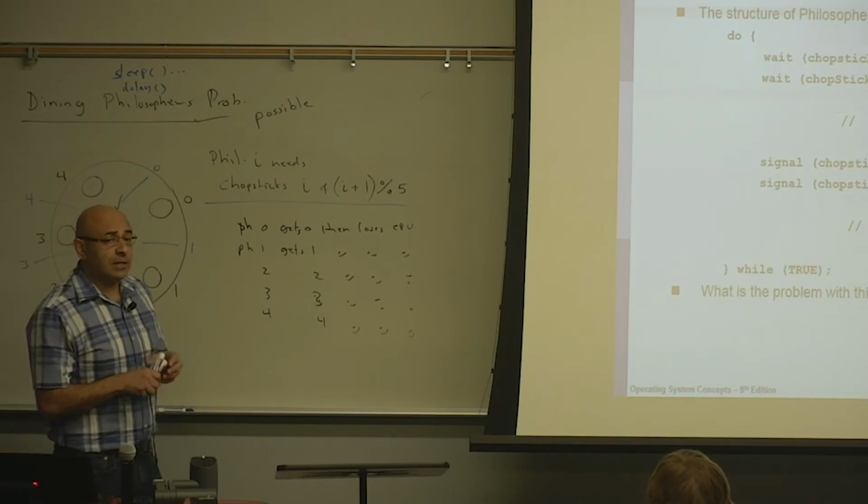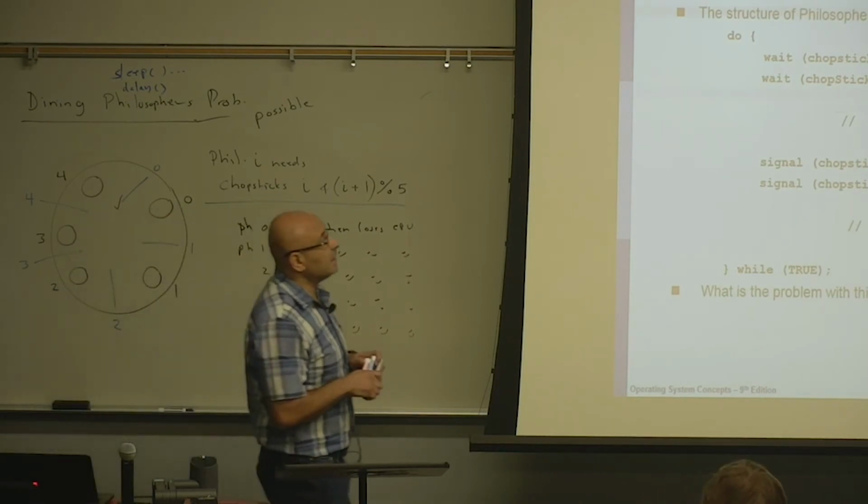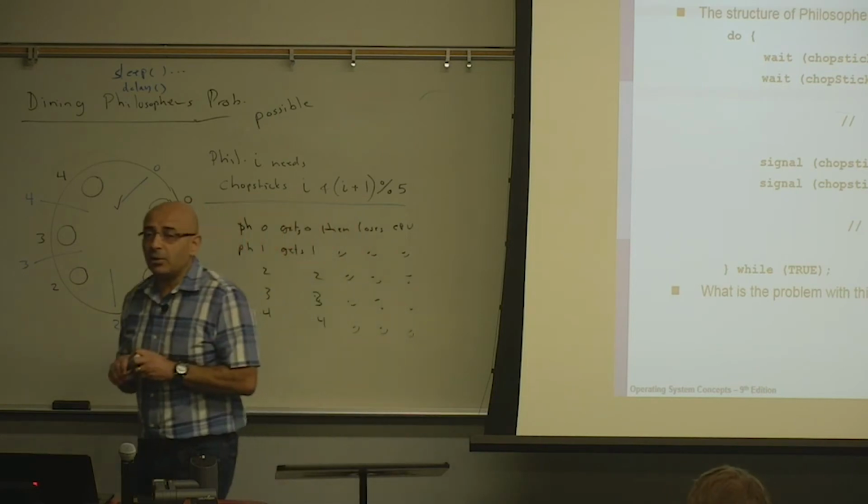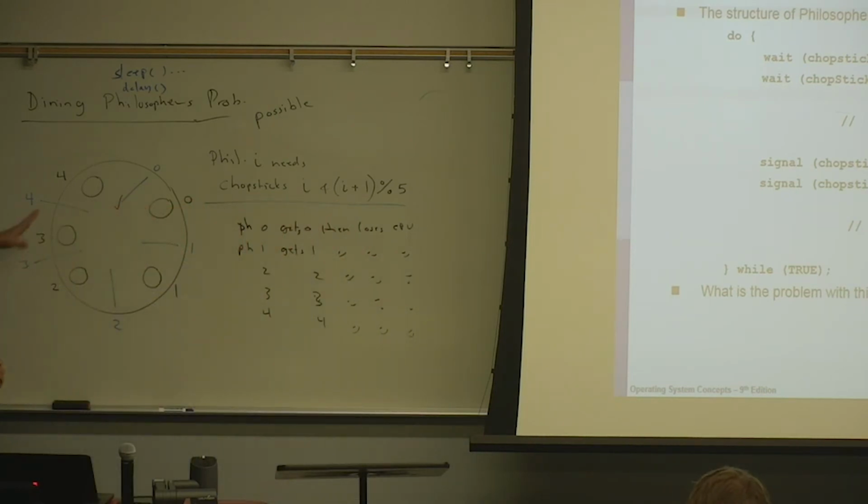One way of doing this is allowing only 4 philosophers to be sitting at the table. So if we say that this guy is not sitting at the table, you will never have a deadlock, because now you will have 4 philosophers competing for 5 chopsticks, 5 resources. So you are decreasing the number of processes that are competing, and the number of resources is still the same.